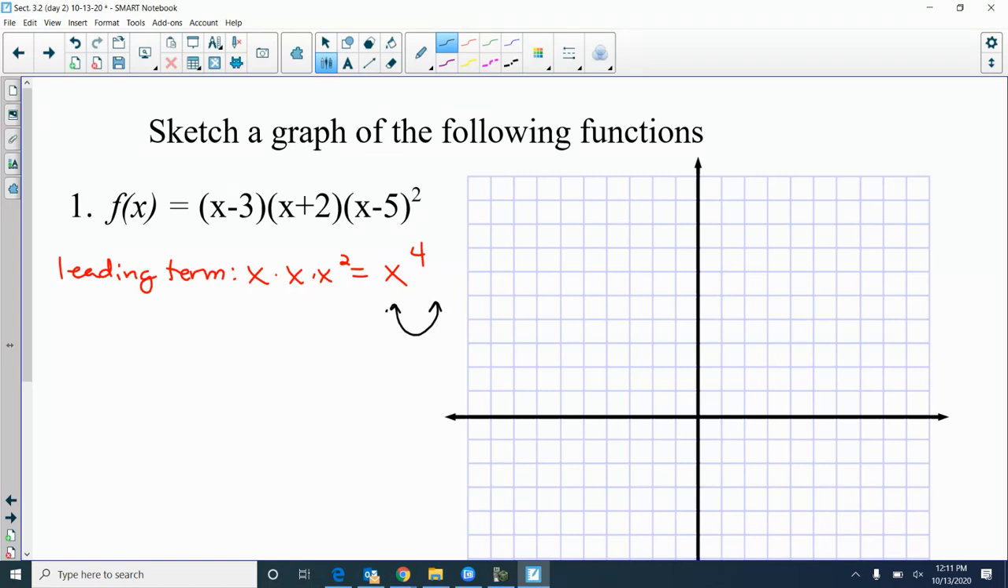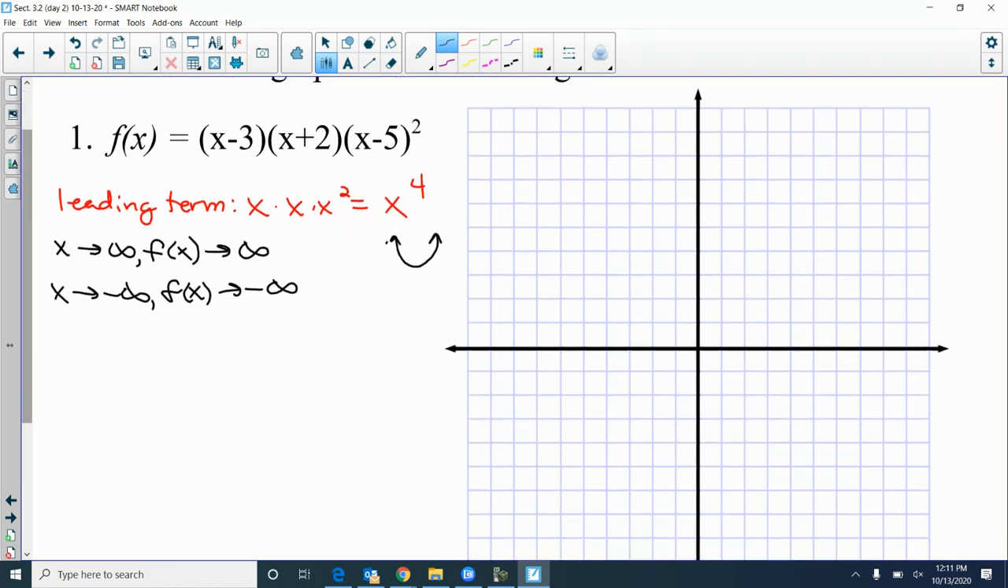Now for end behavior, to write it out: as x goes to infinity, f of x goes to infinity; as x goes to negative infinity, f of x goes to negative infinity. All right, so we took care of end behavior, which we take from the leading term. Now, how about the zeros?